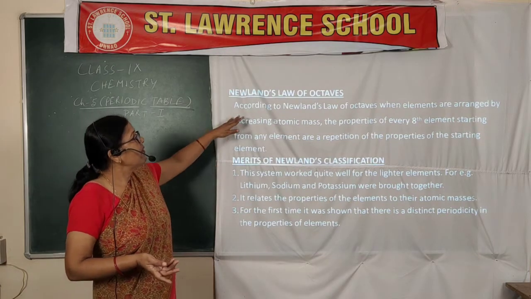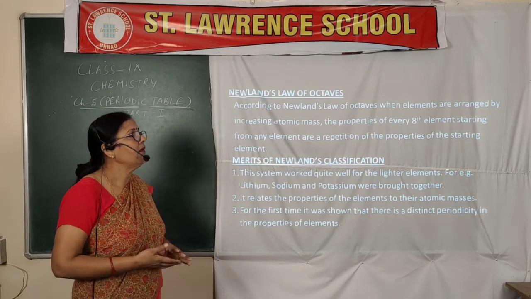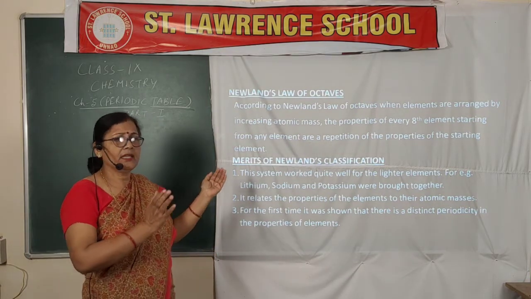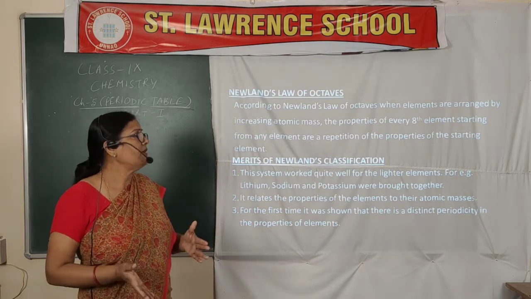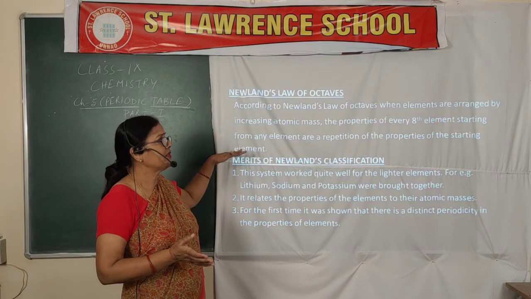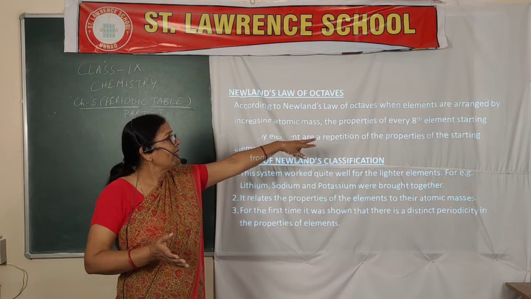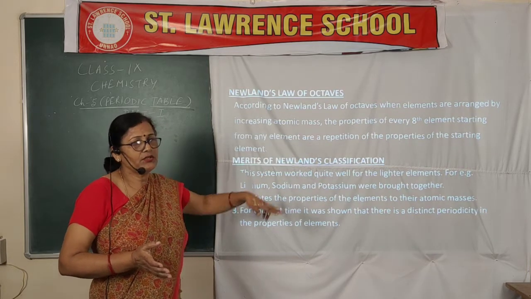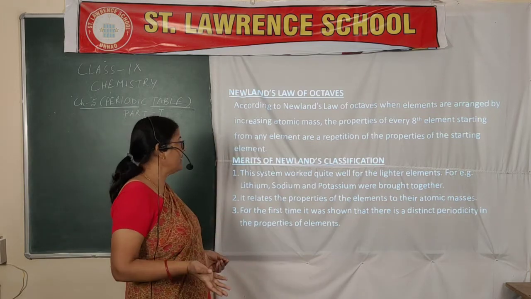Next is Newlands' law of octaves. Newlands has taken octave to mean every 8 elements. After he has taken a group of 8 elements, the 9th will show the same property as the first element. That means the atomic mass and properties of the 8th element are shared with one of these elements, that is repetition. Repetition means the same property, and it will start from the 9th element.